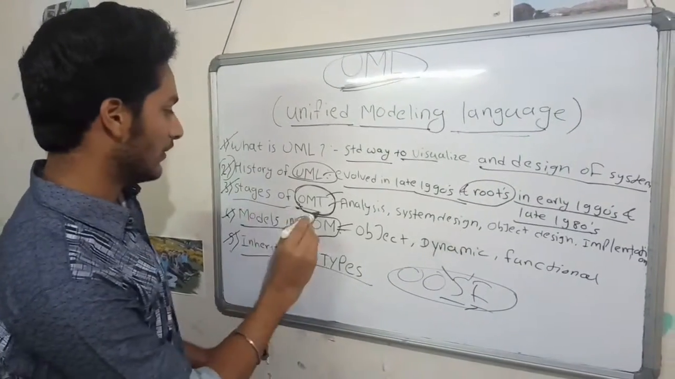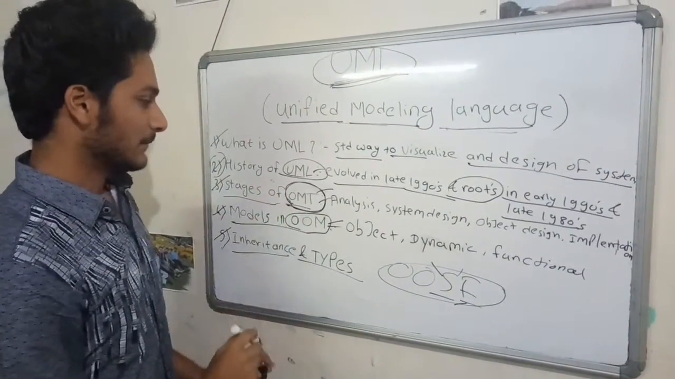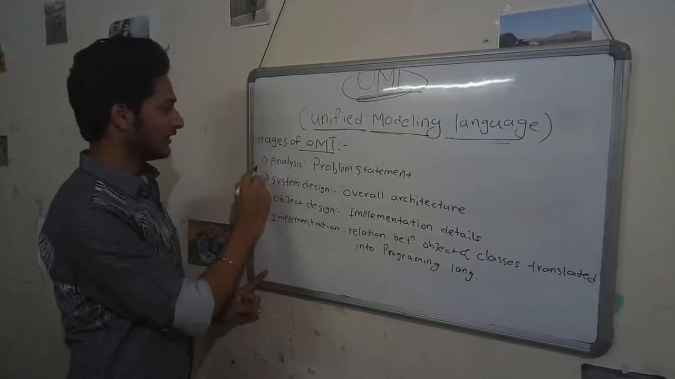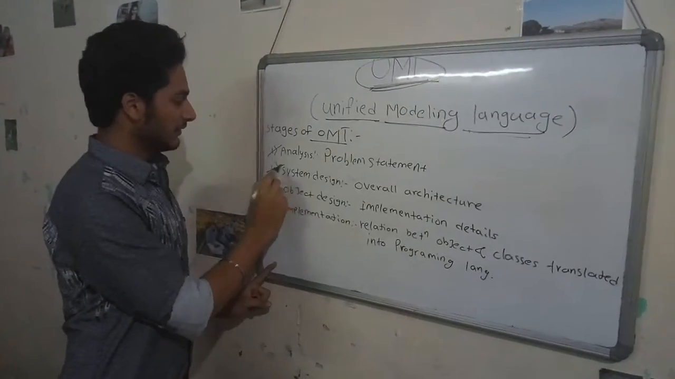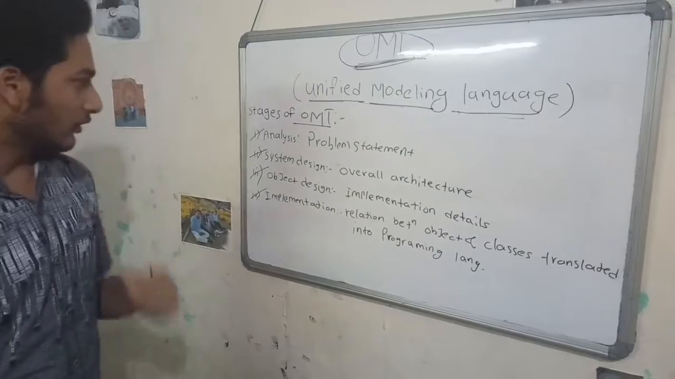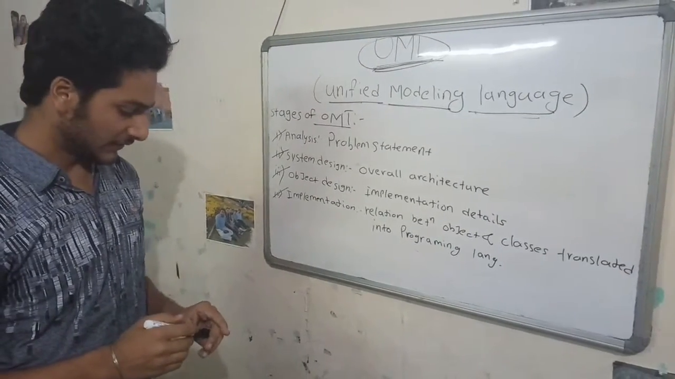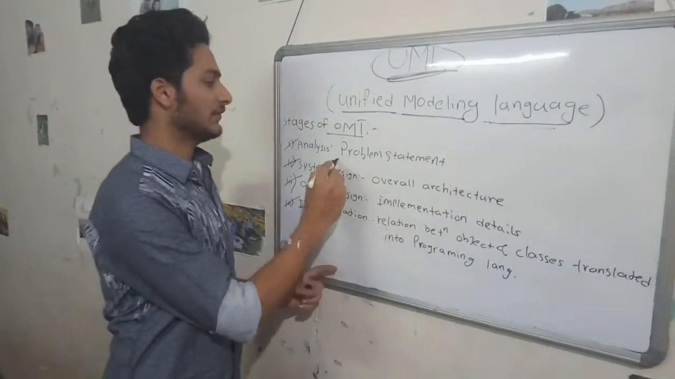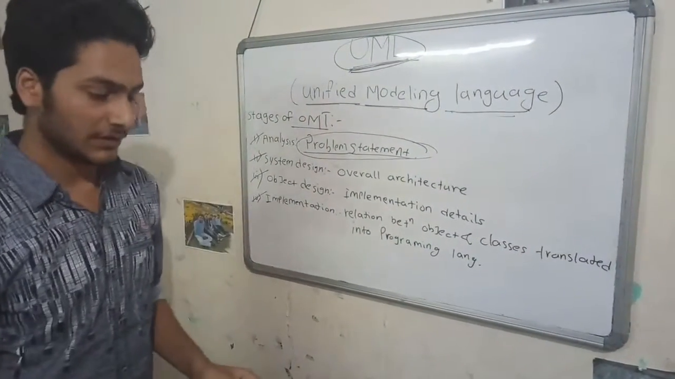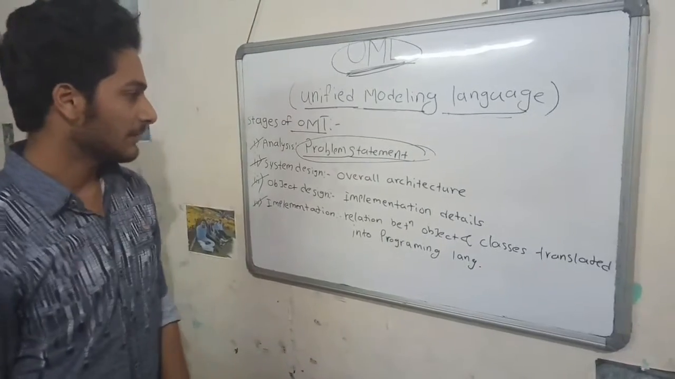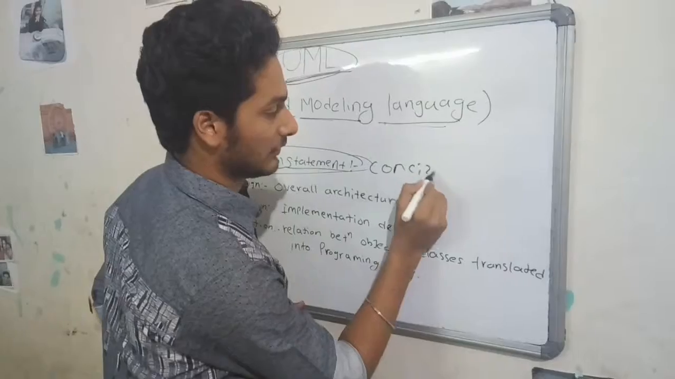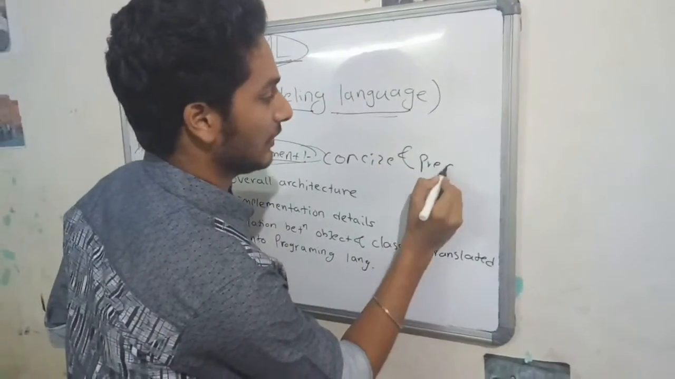Now we have the stages of OMT. There are 4 stages in OMT: analysis phase, system design phase, object design phase, and implementation phase. So what is the analysis phase? The analysis phase starts from the problem statement, which an analyst gives, regarding the system we want to design, and this problem statement should be concise and precise.